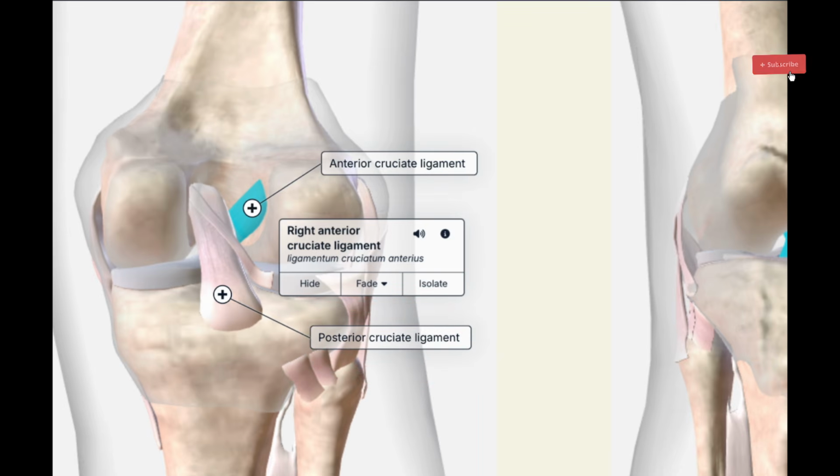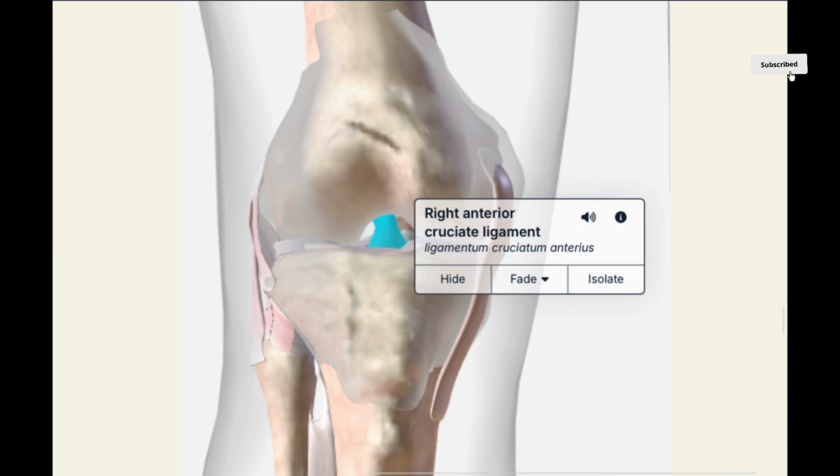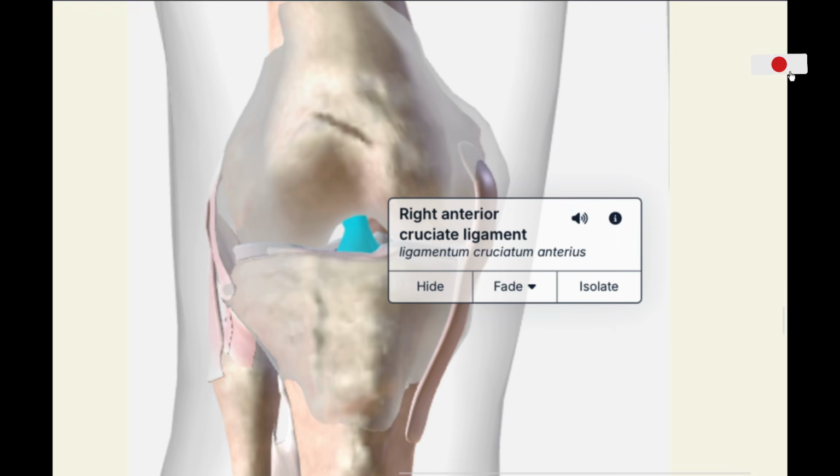Now most of the time students make the mistake of saying that the ACL is much stronger than the PCL, but it is not. The PCL is much stronger than your ACL. Now if you look from the anterior aspect, the ACL is coming like this, while the PCL will be coming like this. So they are almost forming a cross in the intercondylar notch area.